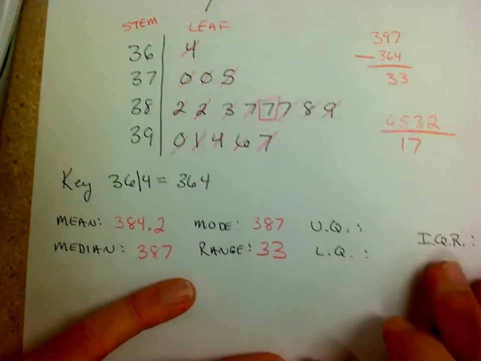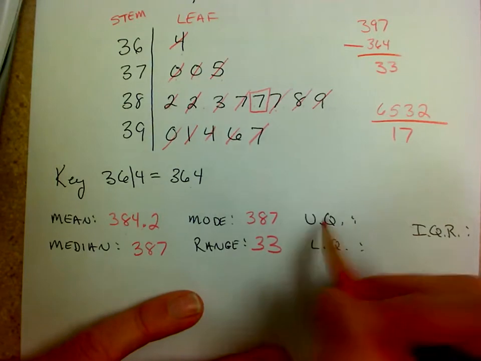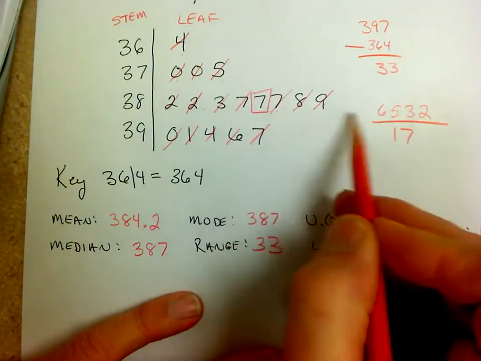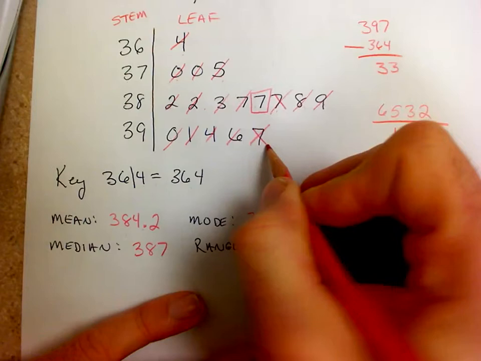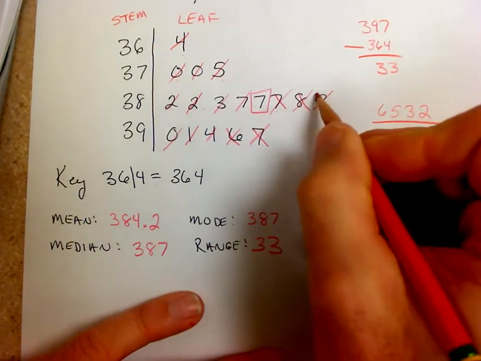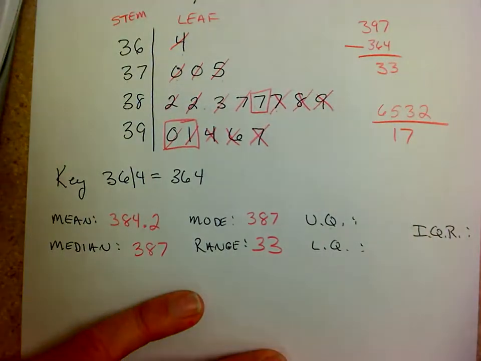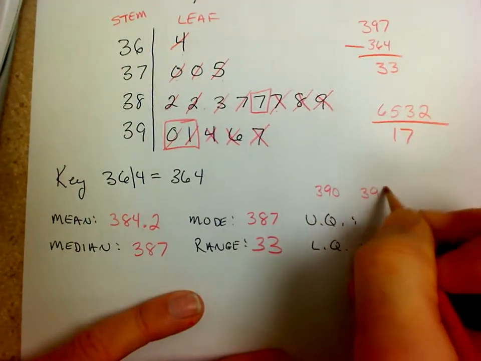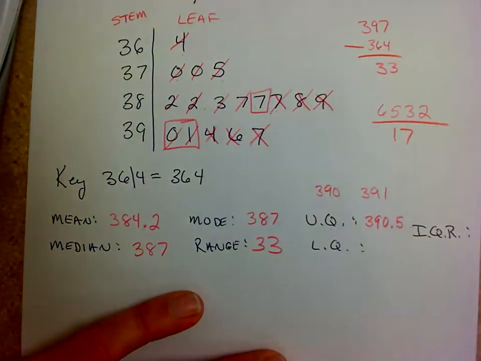All right, our quartiles then. Remember, the upper quartile is the middle of our big numbers. Once we find the median, we've established that everything above that is considered a big number. So same technique, small to big, small to big. Our upper quartile is going to be located between 390 and 391, so the middle of that is 390.5.